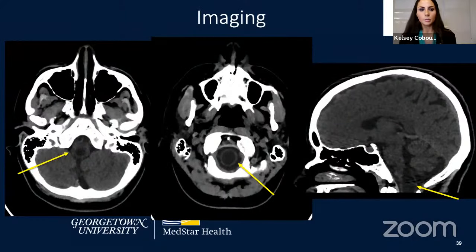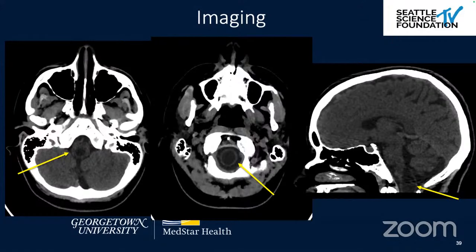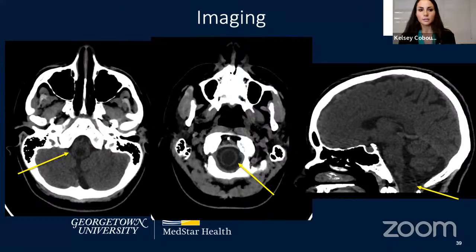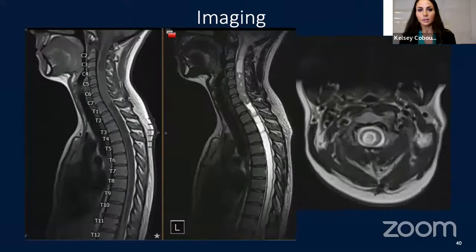So at the outside ED where she presented, they started with a dry head CT, which you're seeing here. On the left, you see two axial slices, and on the right, a sagittal slice, and you can see this dilation and expansion centrally in the lower brainstem and the cervical cord, concerning for a syrinx or a cystic mass. So that prompted her to be transferred to us, where we did an MRI with and without contrast.